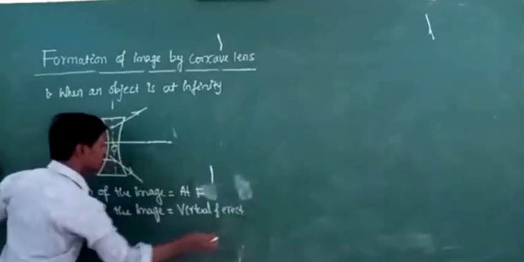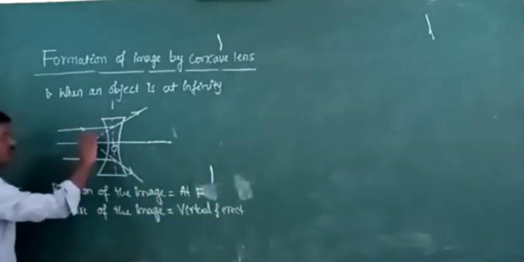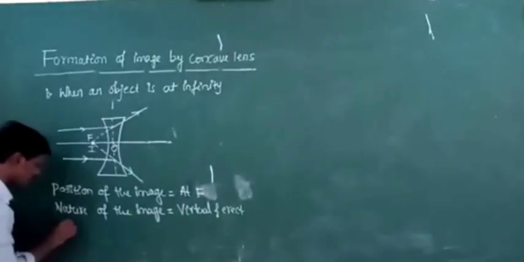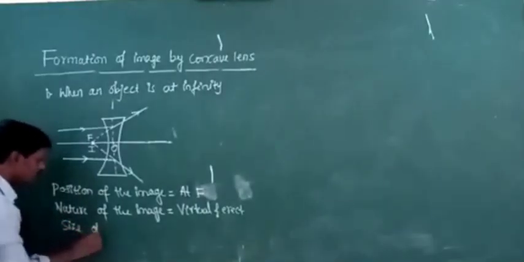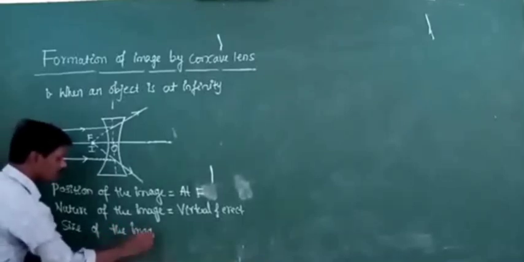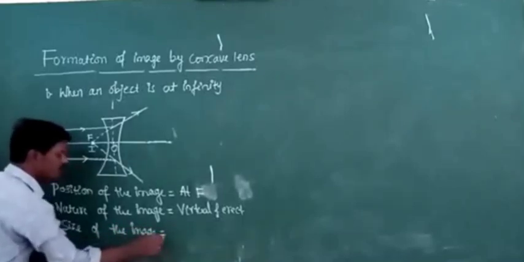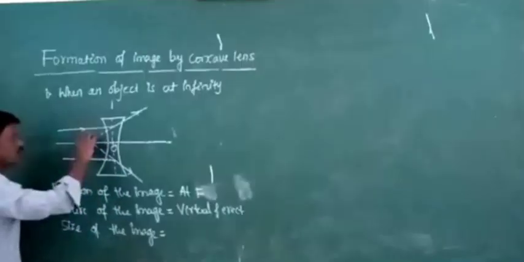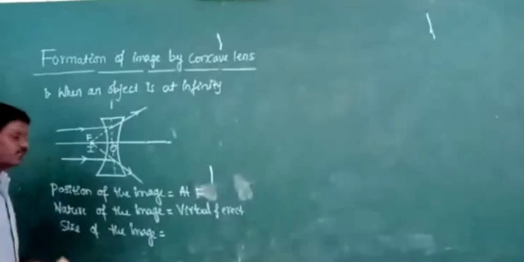Erect means that if the object is upside, then its image is also upside. Next, what is the size of the image? Size of the image is highly diminished, because the object size is very large but the image size is very small. That is why the image is said to be highly diminished.